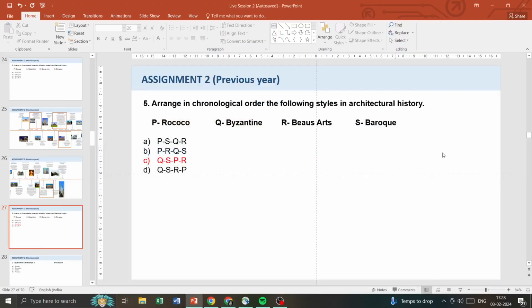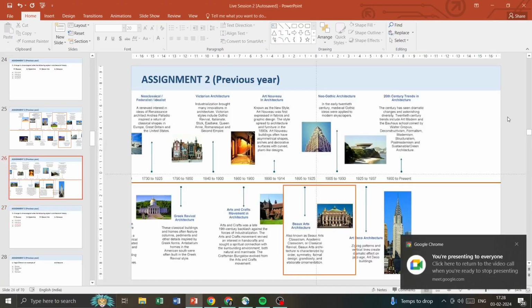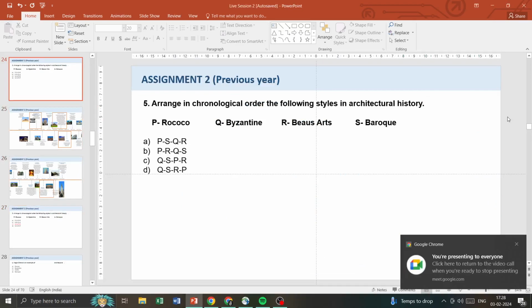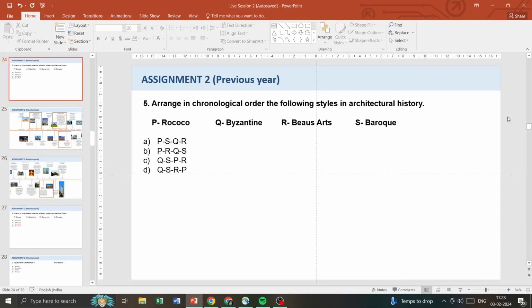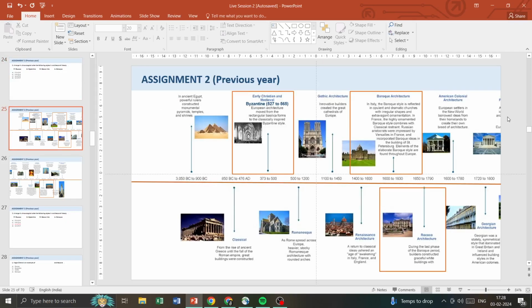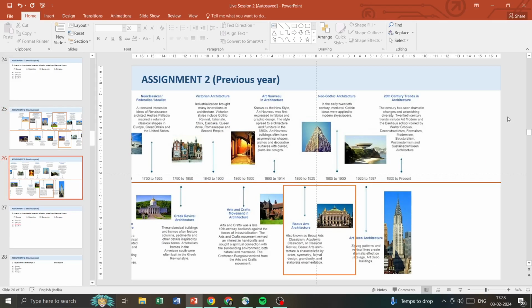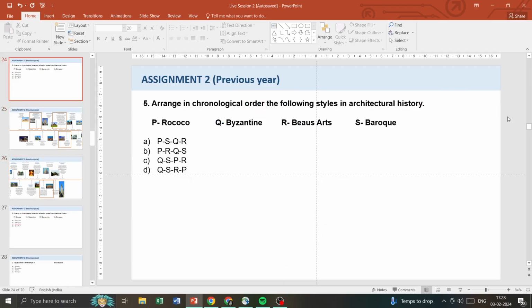So going back to the question, the question was to arrange these in the chronological order of the following styles in architectural history: Rococo, Byzantine, Beaux Arts, or Baroque. So from this timeline, we see that Byzantine is the earliest one. Then we had Baroque, then we have Rococo, then we have Beaux Arts. So Byzantine is Q. Q would be the first.